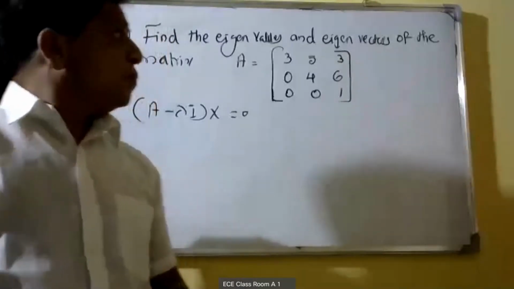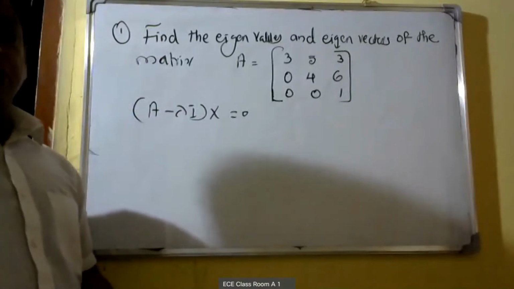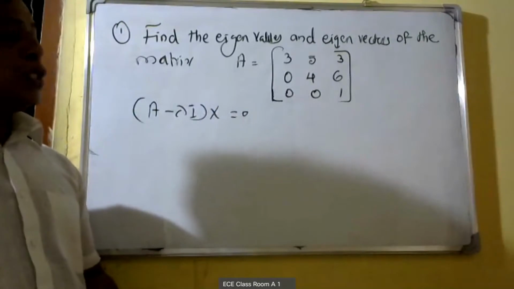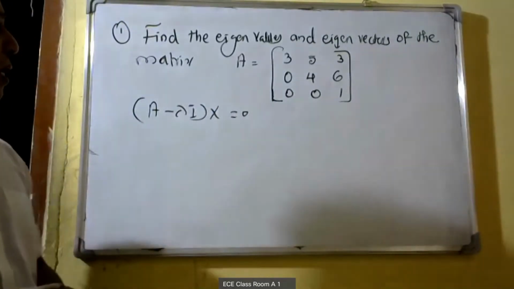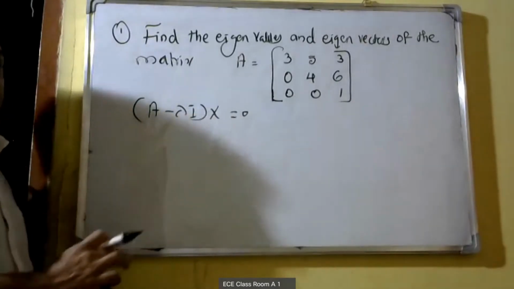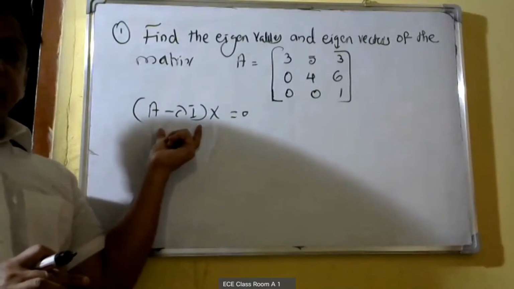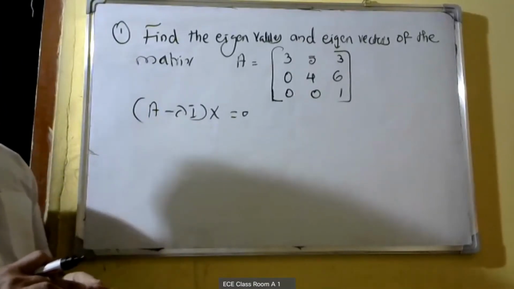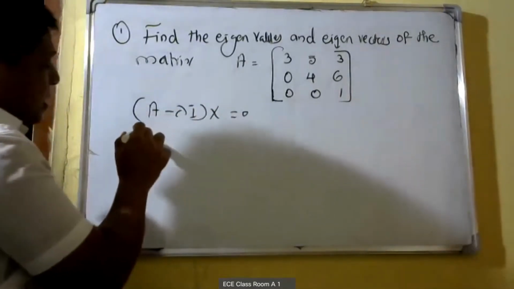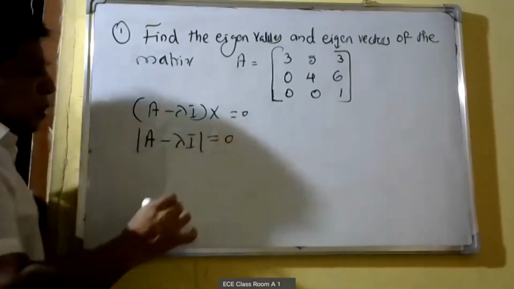Morning, students. Find the eigenvalues and eigenvectors of the matrix A equal to [3, 5, 3; 0, 4, 6; 0, 0, 1]. Here, first we write (A minus lambda I) x equal to 0. A minus lambda I is the eigenmatrix or characteristic matrix. Then we can write determinant of A minus lambda I equal to 0.